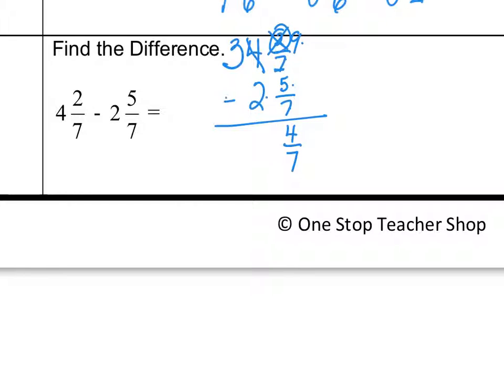And 3 minus 2 is 1. And this will not reduce. We've got an even number and an odd number. 1 and 4 sevenths is the final answer. And that's it for today.